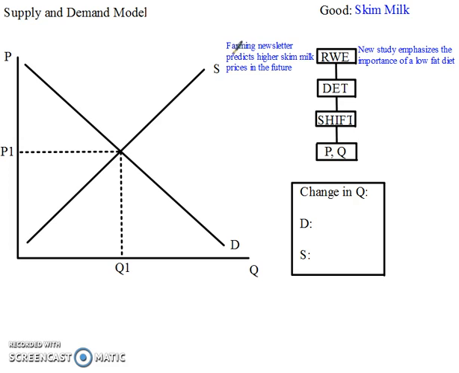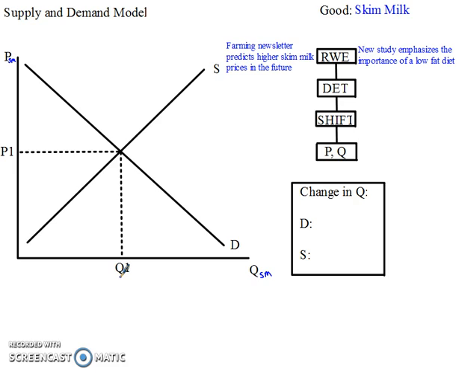So the first real-world event says, farming newsletter predicts higher skim milk prices in the future. Okay, that's a farming newsletter that's making this prediction. And then over here, a new study emphasizes the importance of a low-fat diet. So my good's going to be skim milk. This is a quantity of skim milk. This is the price of skim milk. And of course, we have the supply curve and the demand curve, the current equilibrium price, whatever a gallon of milk costs, and the current quantity of milk being bought and sold in the market.